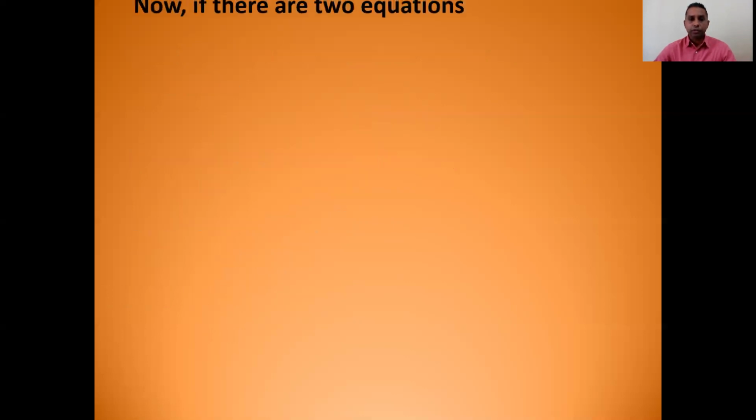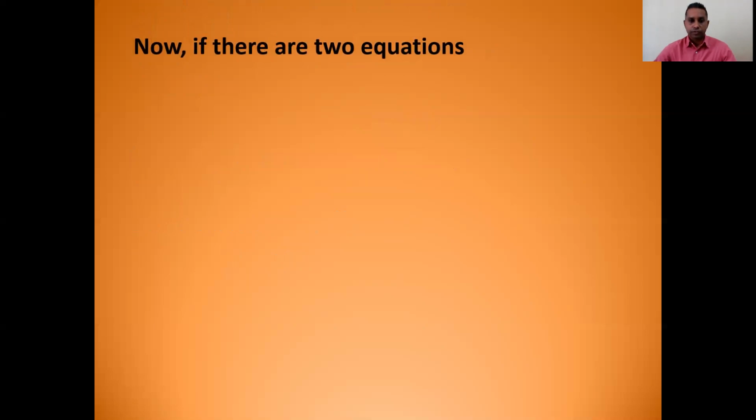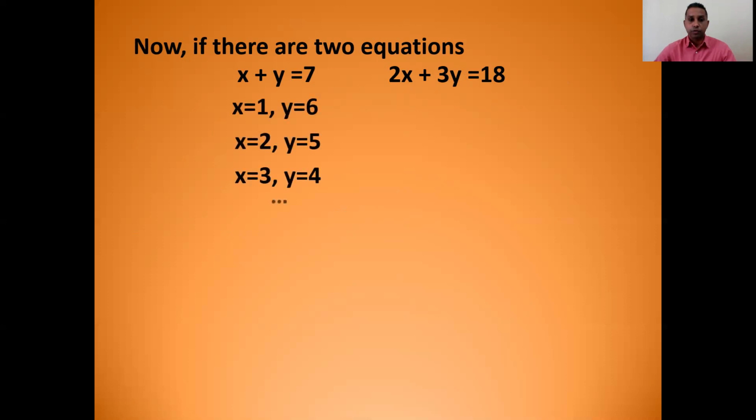Now let us consider two such equations. The first one is x + y = 7, and the second one is 2x + 3y = 18. For the first equation, we have seen already a list of pairs of values which satisfy the equation. In the same way, we have a list of pairs of values, which is again infinite, for the second equation. For instance, x = 0 and y = 6 is one pair which satisfies this second equation.